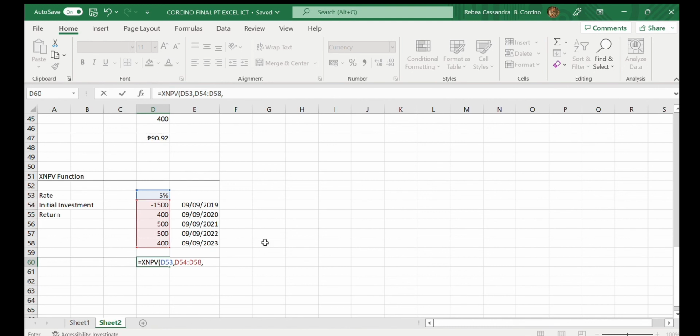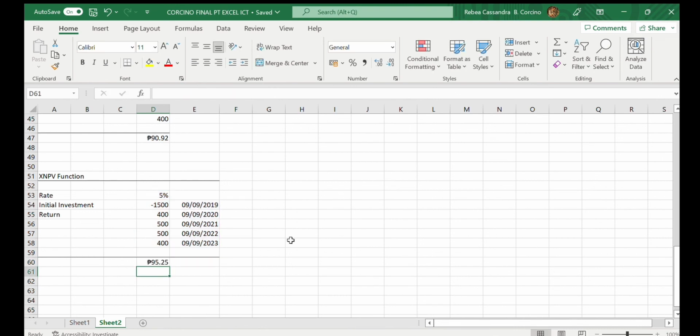And lastly, for the dates, we will drag the given dates based from our example, starting from the initial investment up to the last return. So just press this and then drag all of this date. Then close parenthesis, and then we press enter. And then we got 95.25 pesos as our final answer.